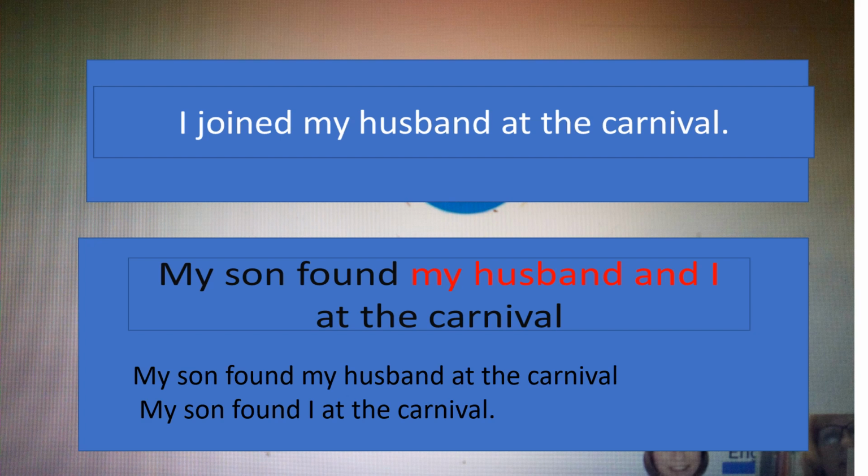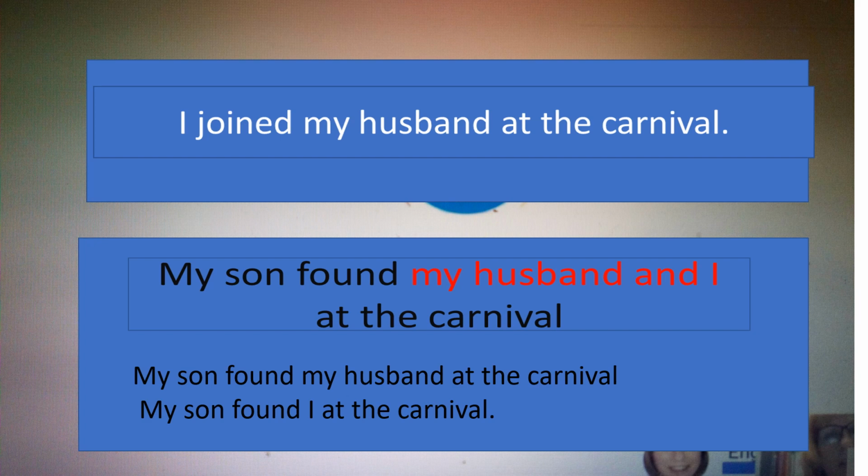So using the connective and means that you've joined two simple sentences together, and these would be the simple sentences. My son found my husband at the carnival, full stop. My son found I at the carnival, full stop. And that's another way to check if you're using the pronoun I correctly. Can you divide your sentence out and look at whether it still makes sense?